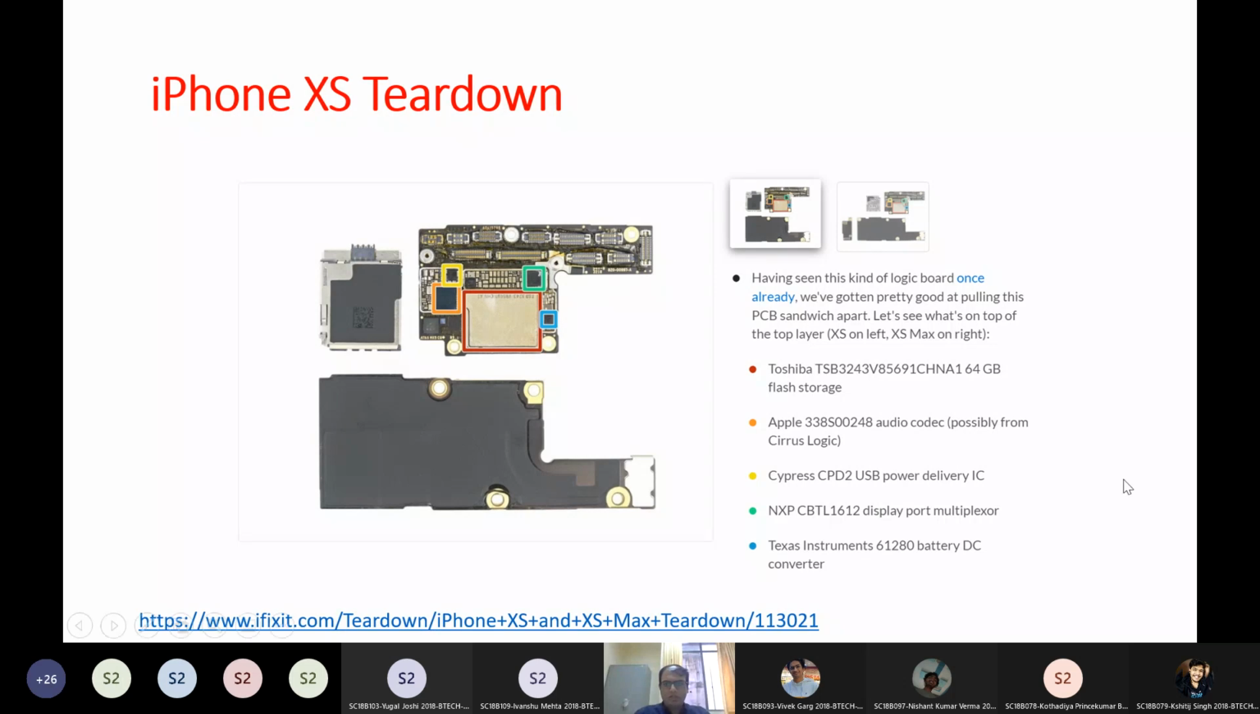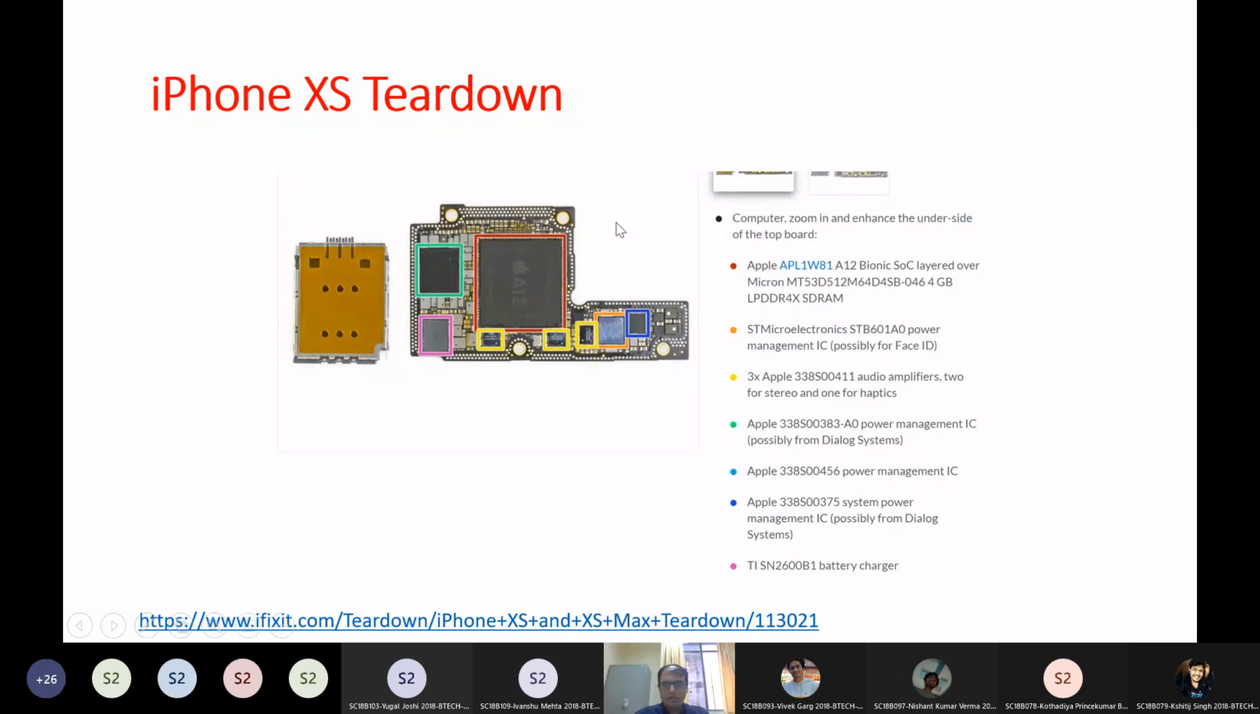All right. Now, if you go to the other side of the board or underside of the top board, you have this big bionic SoC, which is obviously a digital chip. And then you have an ST Microelectronics power management IC, which is obviously an analog IC. You have three audio amplifiers, two for stereo and one for haptics. So these are the three audio amplifier ICs, which are analog ICs again. You have Apple power management IC, that is also analog, right? And then you have another power management IC, which is analog. You have another power management IC, which is analog. You have a battery charger, which is analog.